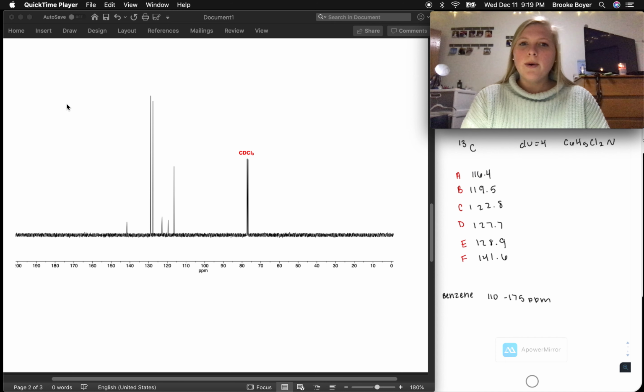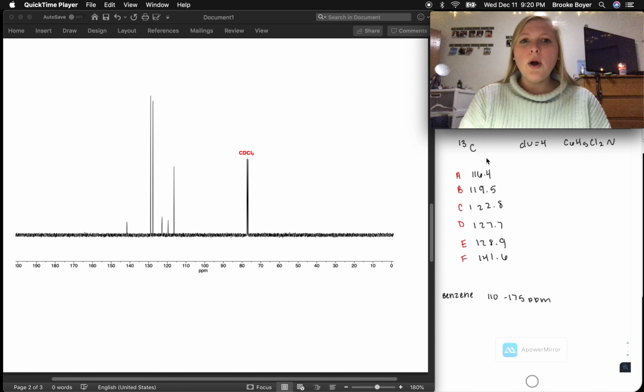So first we're going to start with the carbon 13 NMR, and I hope you can remember from last time, but we figured out that our degrees of unsaturation is 4, which means there are either 4 double bonds or rings total. And our molecular formula, which is C6H5Cl2N. So we're trying to support this data.